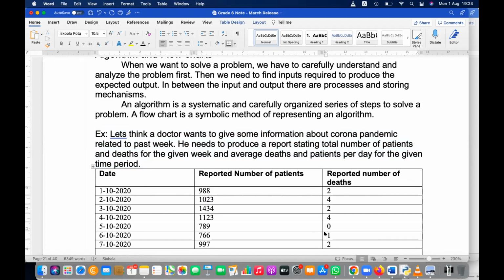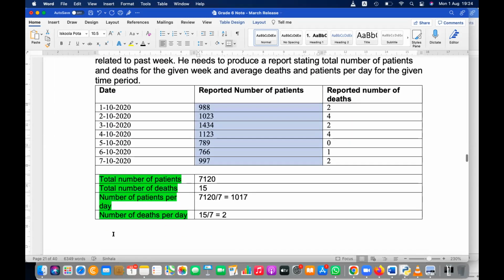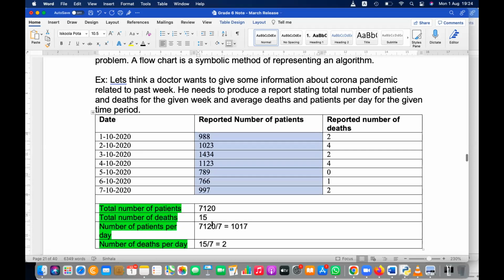Then what does the doctor need to do? The doctor needs to add these numbers up, and then the doctor can find how many infections for 7 days. For all 7 days, the doctor has found there are 7,120 infections. Throughout this week, there were 15 deaths reported. So he can tell the reporter, normally there are around 1,017 infections. How has he found that? He has added them up. The sum is 7,120, divided by 7, to find the average.